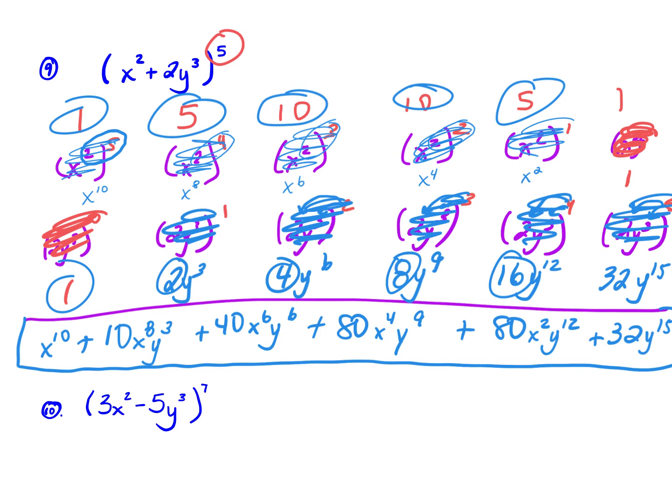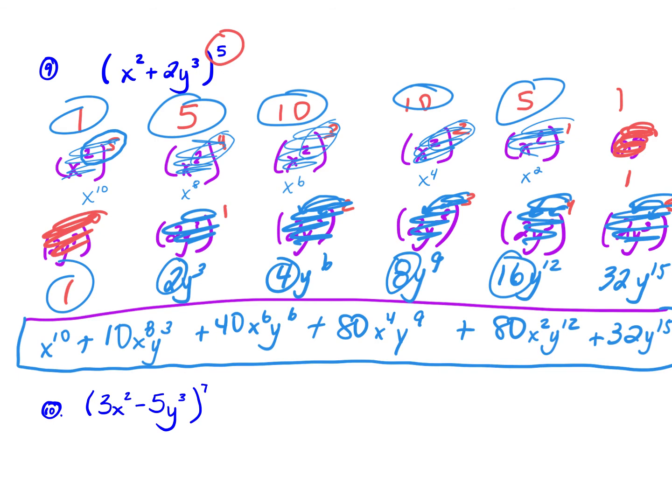Then I have 3 times 3. 3 squared is 9. 2 times 2 would be x to the 4th. Then I have negative 5, so 5 to the 5th power, which would be negative 3125, y to the 15th. Anybody checking me? Okay. 3x squared to the 1st power. Woohoo! 3x squared. I can handle that.